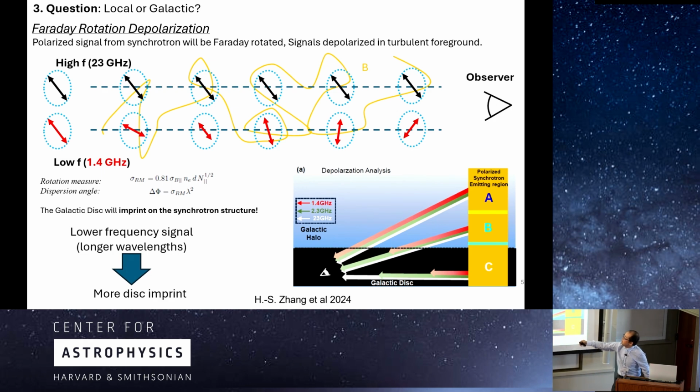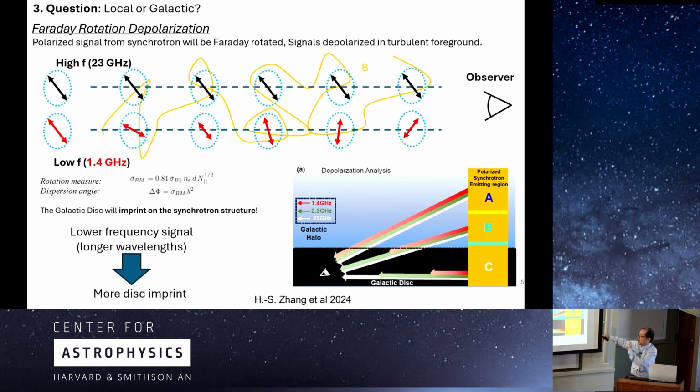This brings us, if we have three frequencies, the low frequency, medium frequency, and the high frequency, you will separate this emitting structure into three regions. Region A, it doesn't penetrate through the disk much, so all those three frequencies can arrive at us.